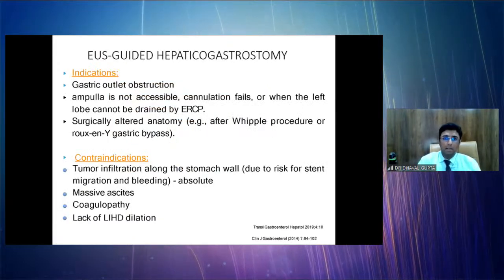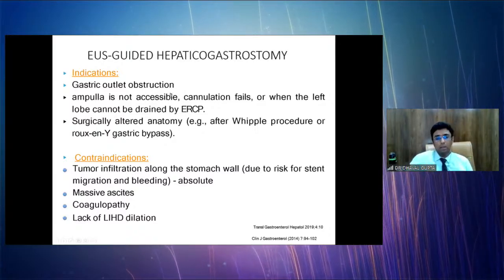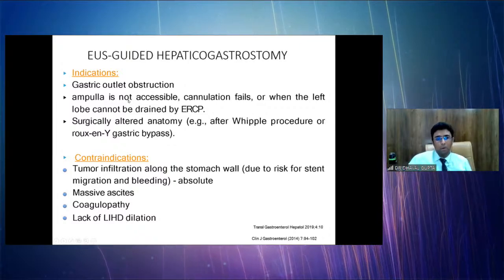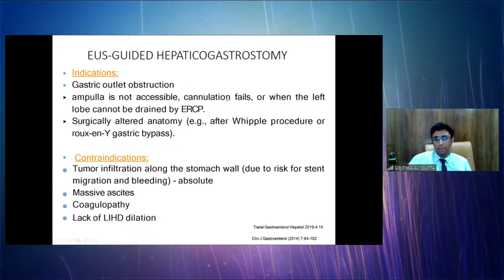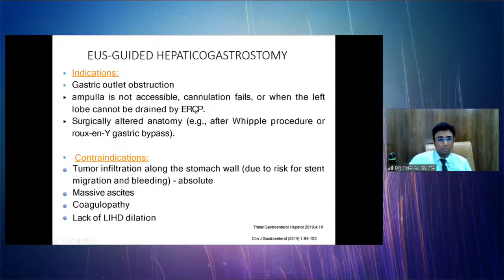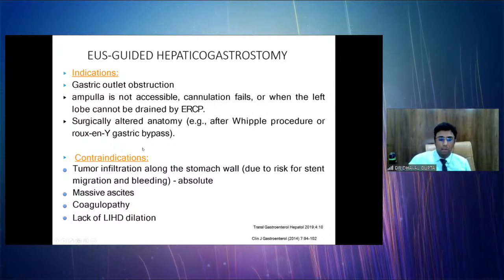Now, US guided hepaticogastrostomy. The main indications are gastric outlet obstruction, when we cannot insert the endoscope into the duodenum, if the ampulla is not accessible, or if there is a failed cannulation, or when the left lobe cannot be drained by ERCP. And also in surgically altered anatomy after Whipple or Roux-en-Y.